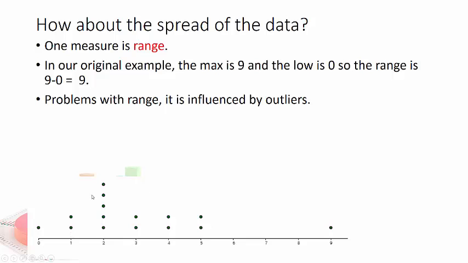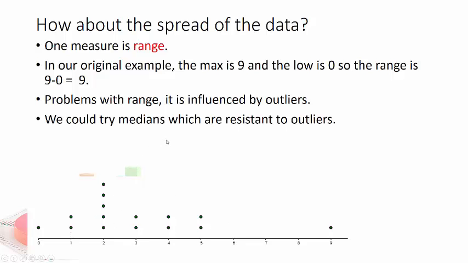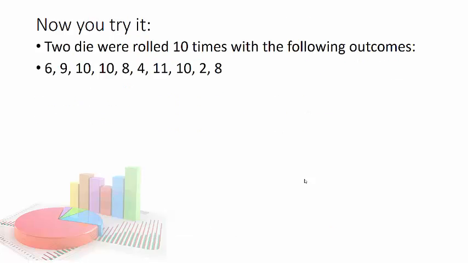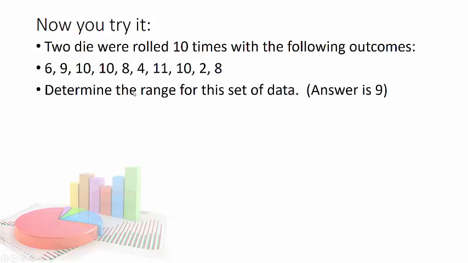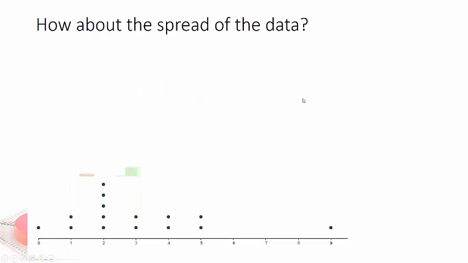Don't you think maybe over here is a better value? So we're going to go ahead and try medians because those are resistant to outliers. So how am I going to do a spread with that? First of all, before I do the medians, I'm going to do the range for this set. Sorry about that. Your answer should be 9 when you do it. So now let's go take a look at those medians to calculate the spread.